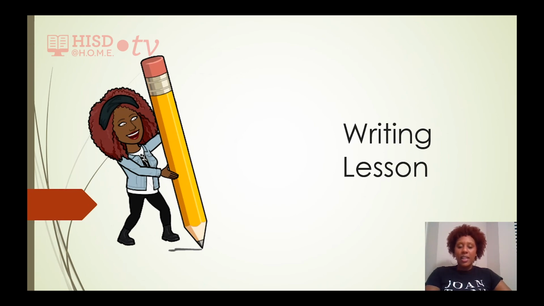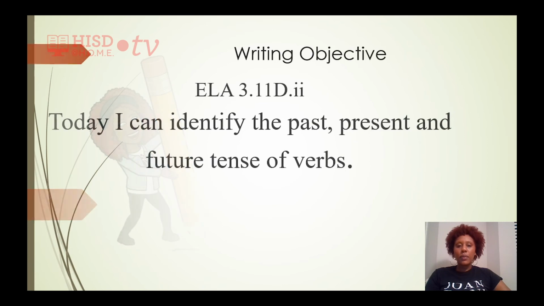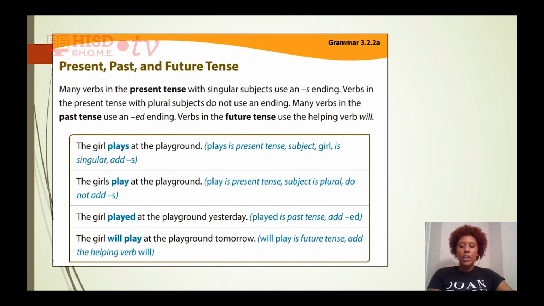Let's move into our writing lesson. Our writing objective comes from ELA 3.11 DII. Today I can identify the past, present, and future tense of verbs. So verbs can either be in the present, past, and future tense.